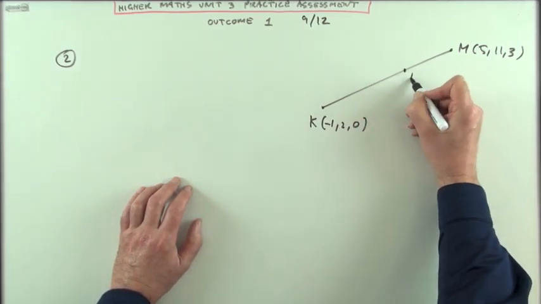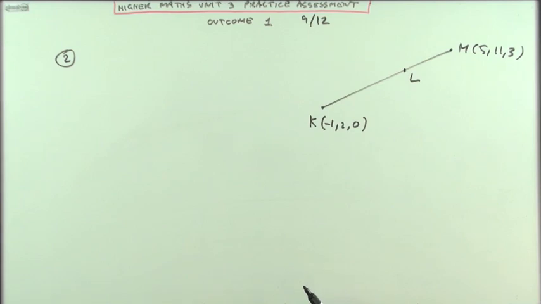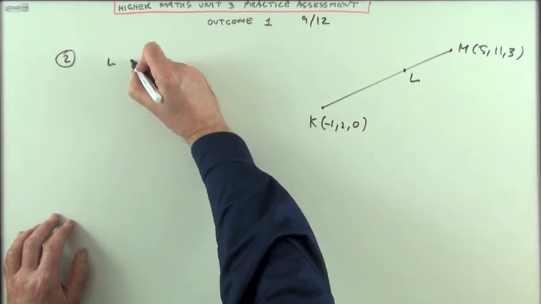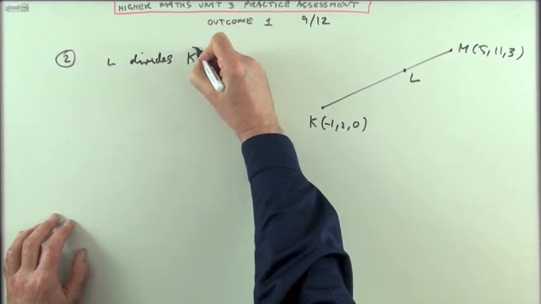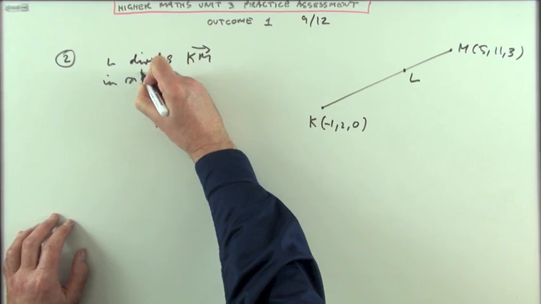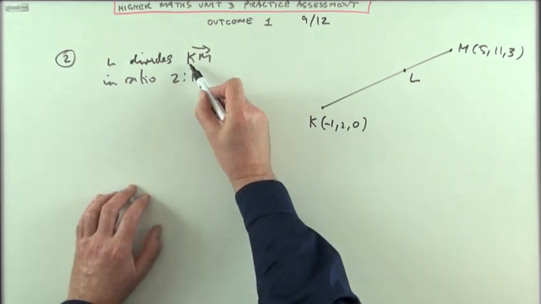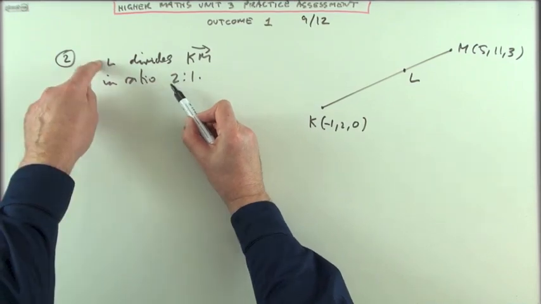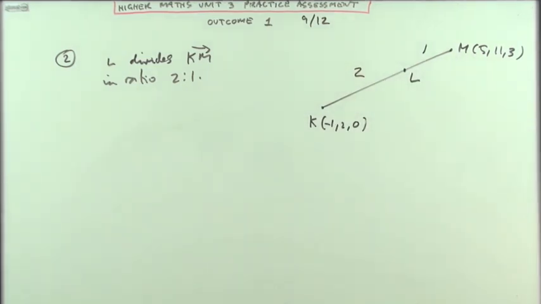Where would the point L be that cuts that line in the ratio of, now it wouldn't show this in the diagram, I'll just say this in the wording. So say L divides KM in the ratio 2 to 1, which means going from K to M in this direction, it's 2 steps until you hit L, and then it's another 1 step to finish it off to reach M.